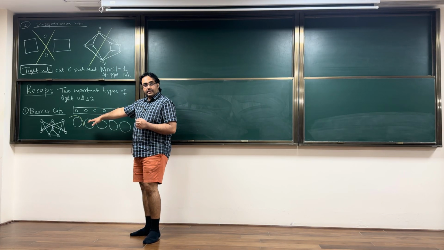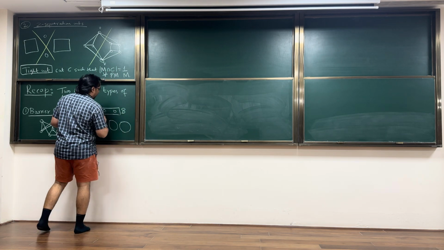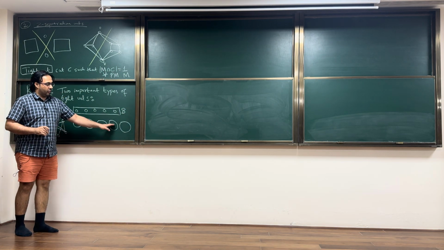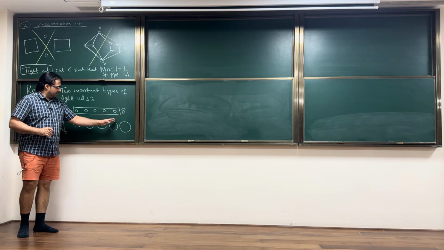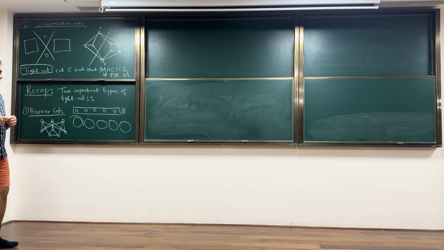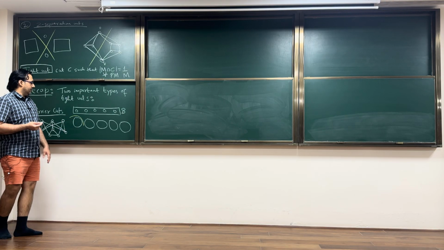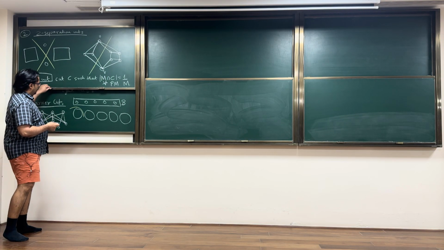They are barrier cuts. So you have a barrier, and when you delete the vertices of the barrier, you get equal number of odd components. And observe that for every odd component, the corresponding cut is a tight cut. Of course, it could be trivial if the odd component is just a single vertex. Okay, so these are barrier cuts.